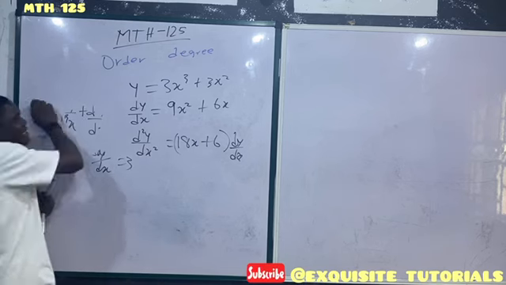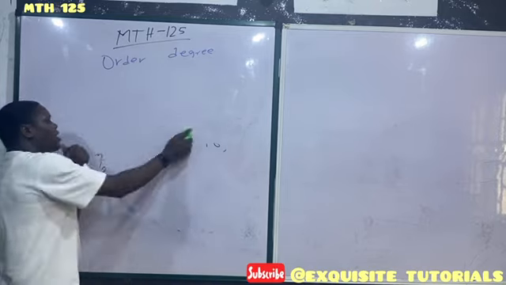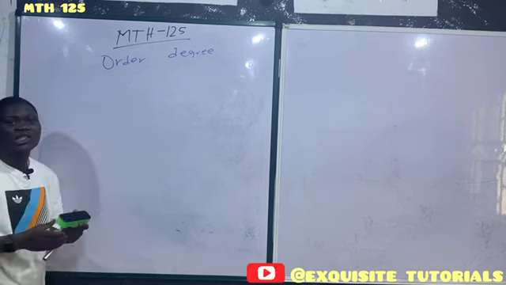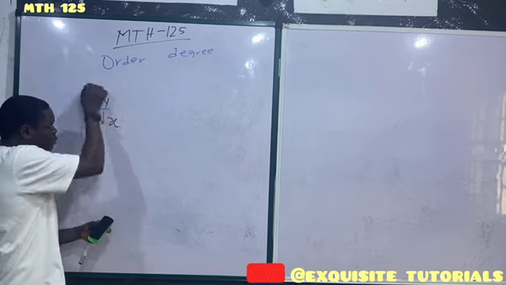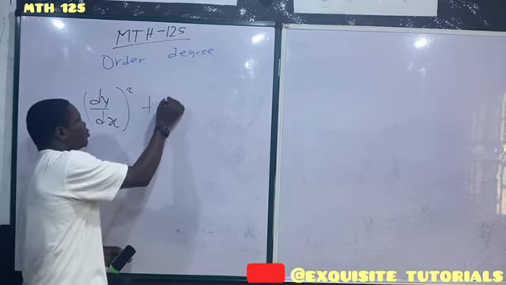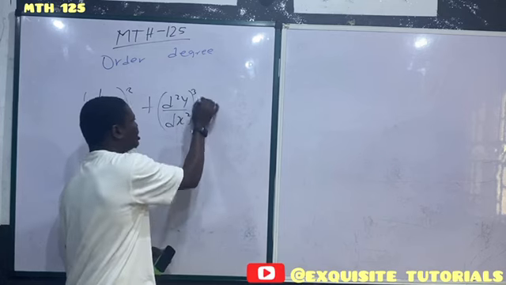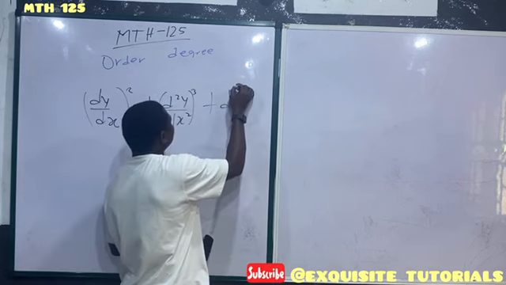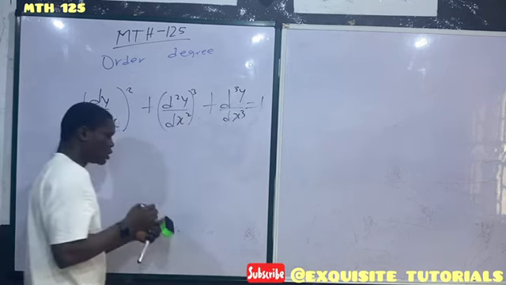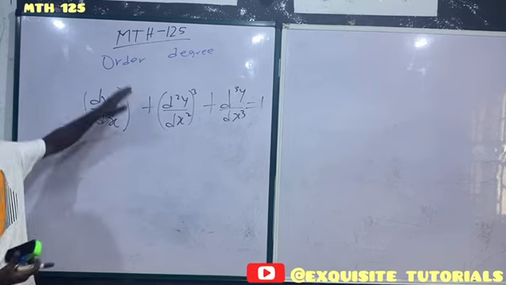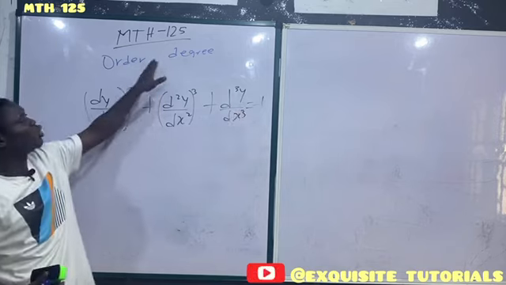But when you talk about degree, it is the power of the highest derivative. The power of the highest derivative. So if we have dy over dx all squared plus d squared y over dx squared all raised to power 3 plus d cube y over dx cube equals 1. Now, first of all, the order of this differential equation is 3 because the highest derivative here is the third derivative. So the order is 3.